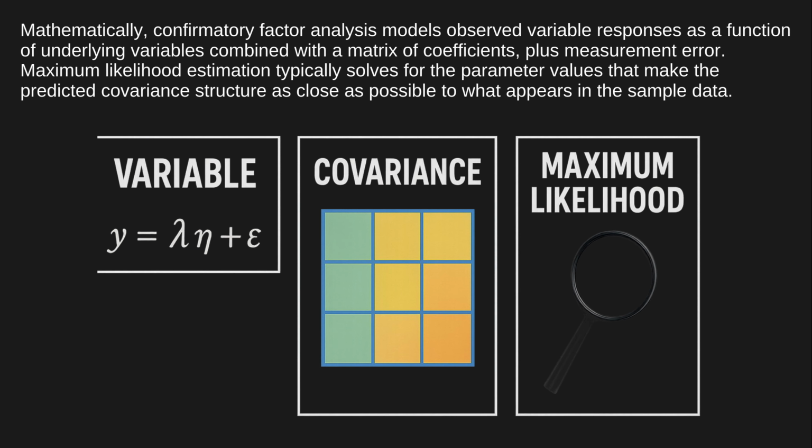Mathematically, confirmatory factor analysis models observed variable responses as a function of underlying variables combined with a matrix of coefficients, plus measurement error. Maximum likelihood estimation typically solves for the parameter values that make the predicted covariance structure as close as possible to what appears in the sample data.